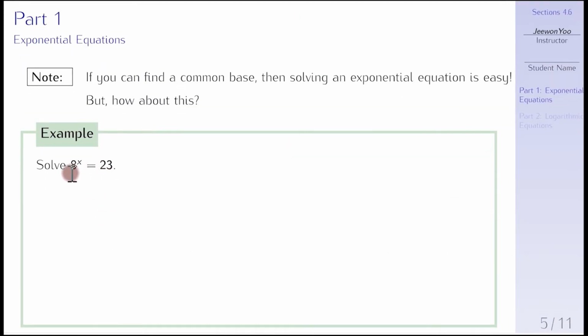Look at this: 8 to the power of x equals 23. What is the common base? Well, the answer is there's no common base. We need to use another method to solve this kind of equation, and the answer is to use logarithms. For instance, apply log to both sides. That's step number one.